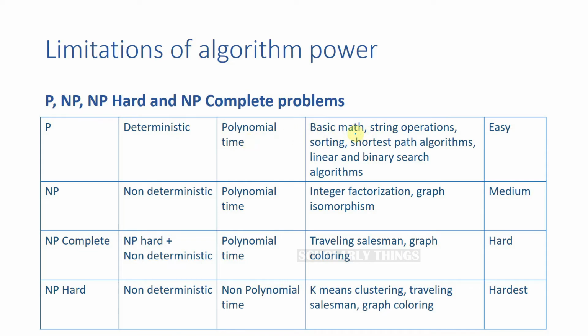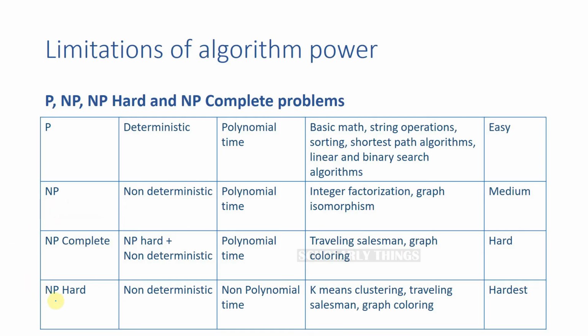Examples are basic mathematical algorithms, string operations, sorting, shortest path algorithms, linear and binary search algorithms. These are considered to be very easy. Next we have NP. N in NP stands for non-deterministic. P is for polynomial time. So this class NP contains non-deterministic algorithms that can be solved in polynomial time. For example, integer factorization, graph isomorphism. Because of the non-deterministic property, these are considered to be medium hard.